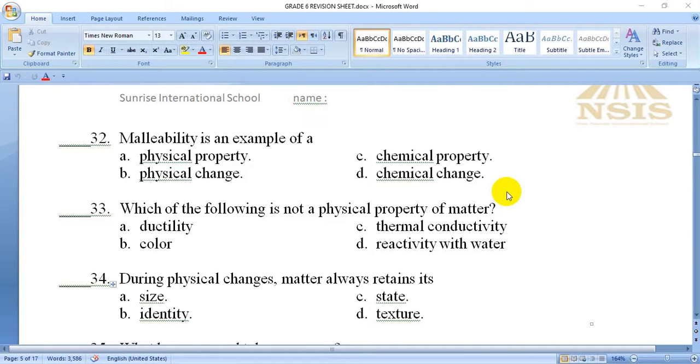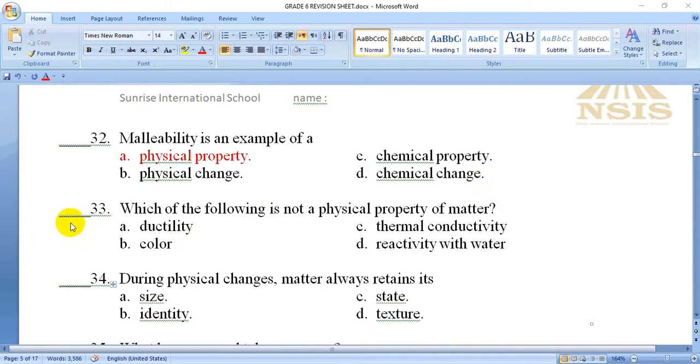Question 32, malleability. If you remember, malleability is the ability to be easily bent, like aluminum foil, which can easily bend, so it has high malleability. So malleability is a physical property, chemical property, physical change, or chemical change? Yes, this will be a physical property.